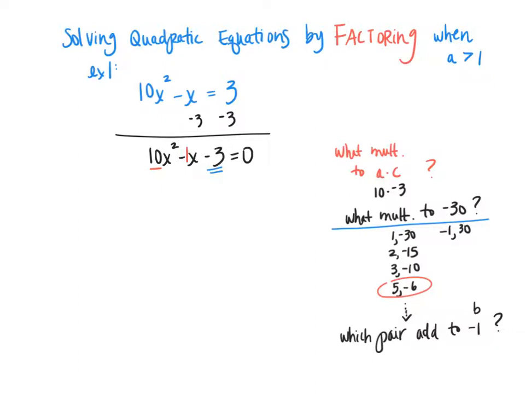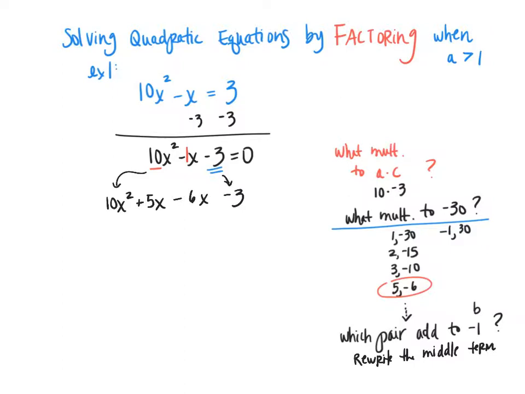So now what I'm going to do, I'm going to keep the first term, 10x squared. I'm going to keep the last term, that -3, and I'm going to rewrite the middle. So we're going to rewrite the middle term using the +5 and -6. So I'm going to write this +5x minus 6x.